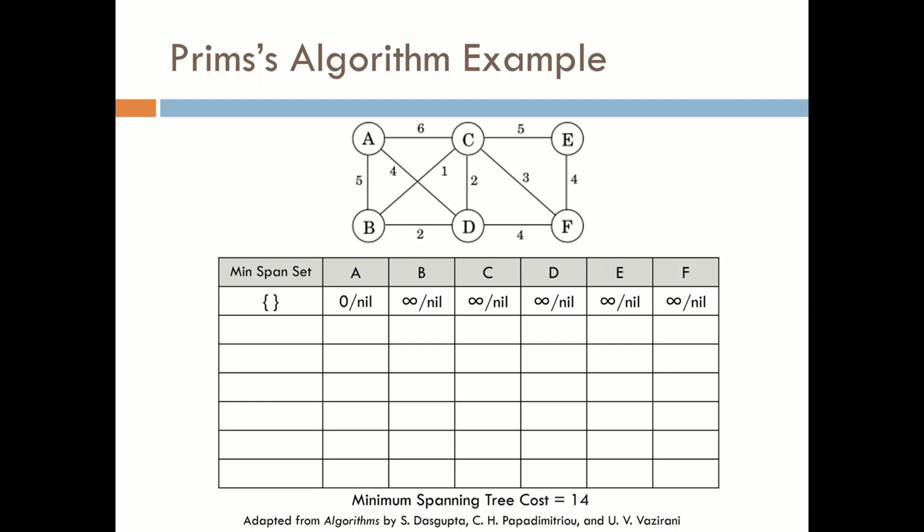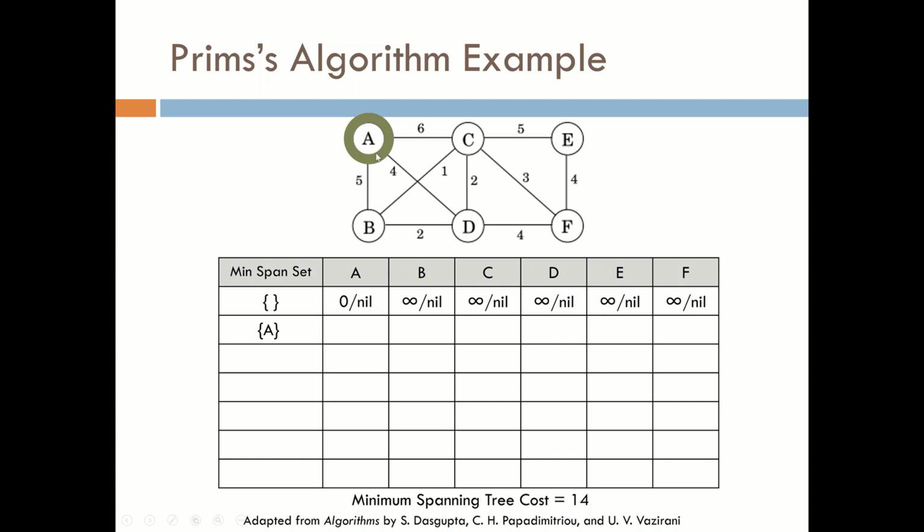Initially the minimum span set is empty. There is no minimum span set, but we have set the cost of A to 0 and the cost of all remaining vertices to infinity. And so we can now place A into the minimum spanning set. Okay, so A is in the set now. And we will now look at the things that are adjacent to A and improve those infinity costs, improve the costs of connecting to those vertices through A.